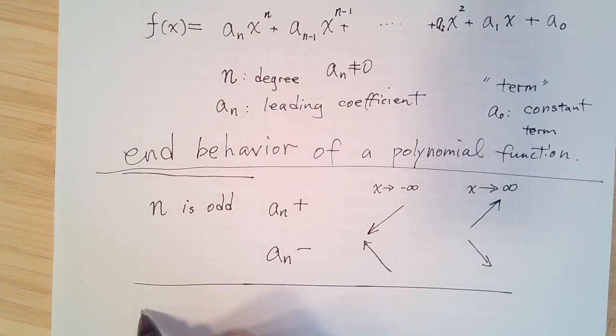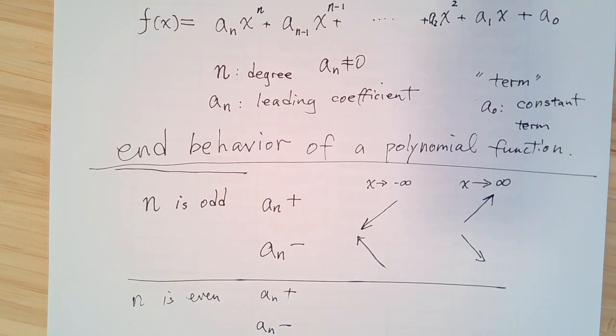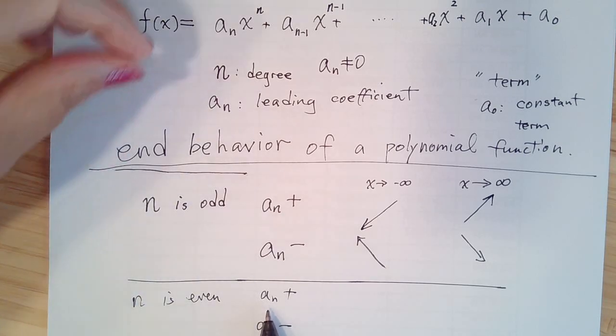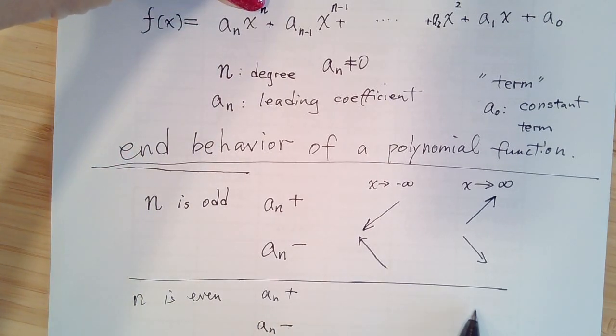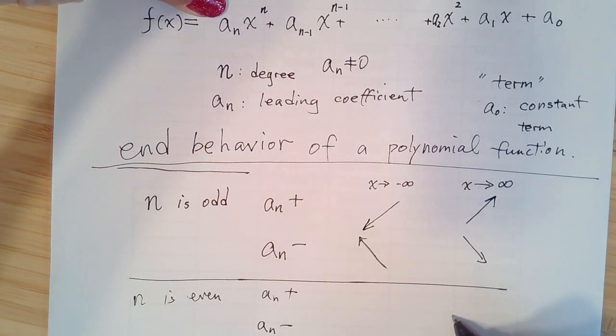All right, now the next one, when n is even, that's different. Again, we have an positive and we have an negative. Let's see what happens. When n is even, let's say n is 2, 4, 6, 8, 10, and we put in here x becoming a huge positive number, and this is positive. An is positive, so when n gets greater and greater, your y goes greater and greater. And when an is positive and n is even, what about the left side?